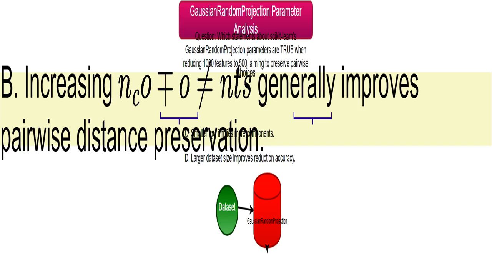Statement B looks at the impact of _n_components, which determines the number of dimensions to retain after reduction. It suggests that increasing this number improves distance preservation. While this is often true, the relationship isn't always straightforward. Increasing components retains more information, but doesn't always result in better distance preservation because other factors might play a more important role. Therefore, this statement is not always true.